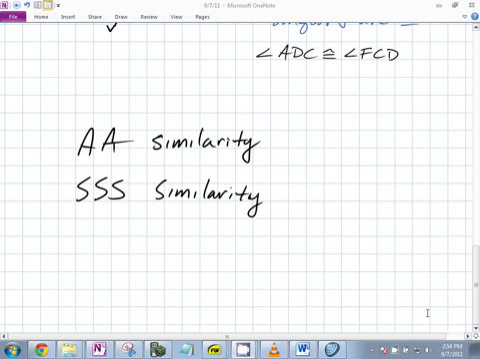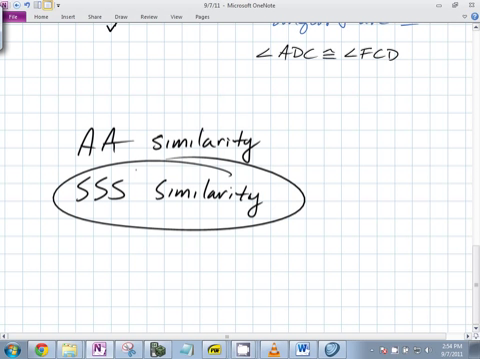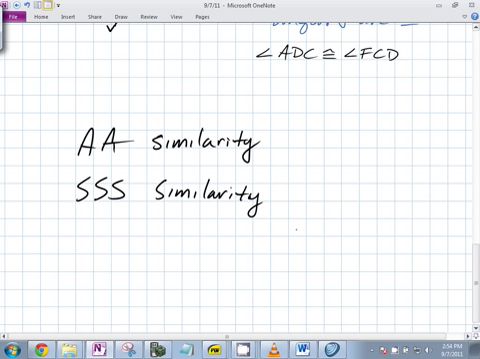Does side similarity work with a four-sided shape? What do you think? I don't think it does. Why not? Because if you have a square and a parallelogram, then the side lengths could be all the same, but the shapes not the same. They could all be what? Congruent? No. Okay. All the corresponding sides could be proportional.